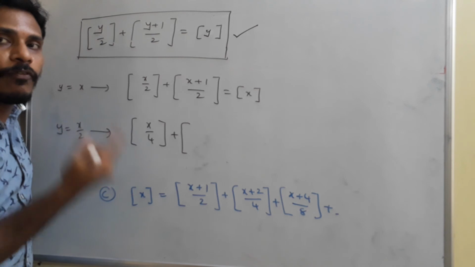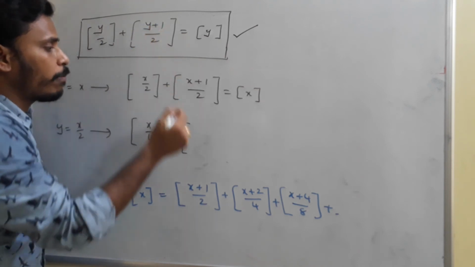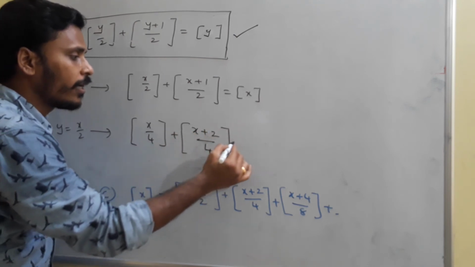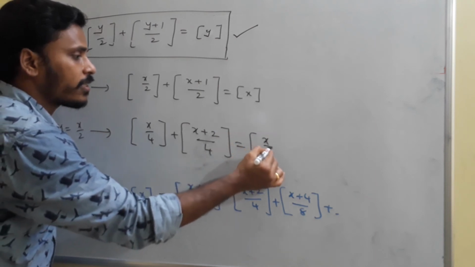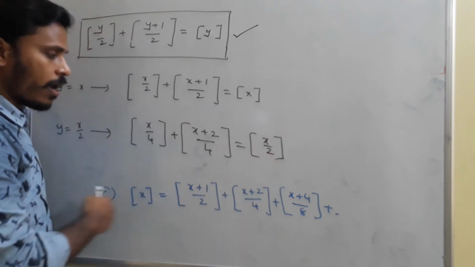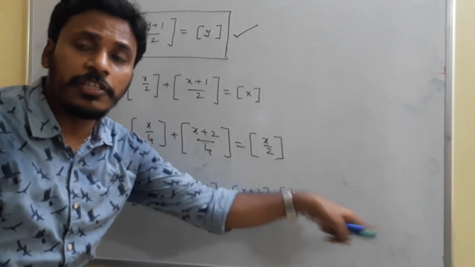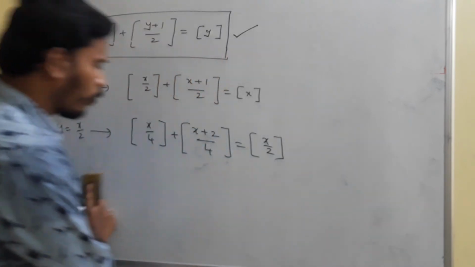You just try to simplify. Replace y with x by 2. x by 2 plus 1 by 2, which is simply x plus 2 by 4, is equal to floor y. y is x by 2, right? So this is floor of x by 2, right? And I am going to prove that floor x is this infinite summation. You can get infinite terms. The approximate value is floor x, and that's what I am going to prove.